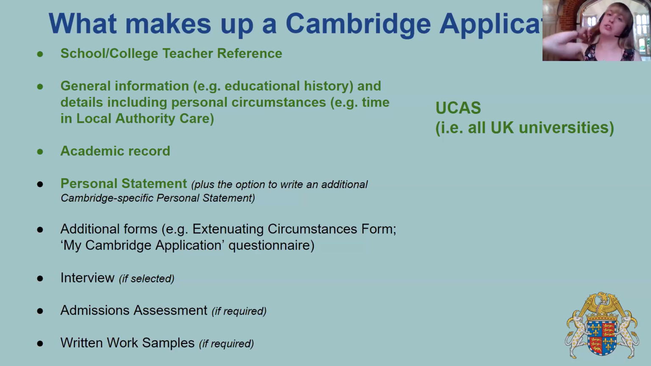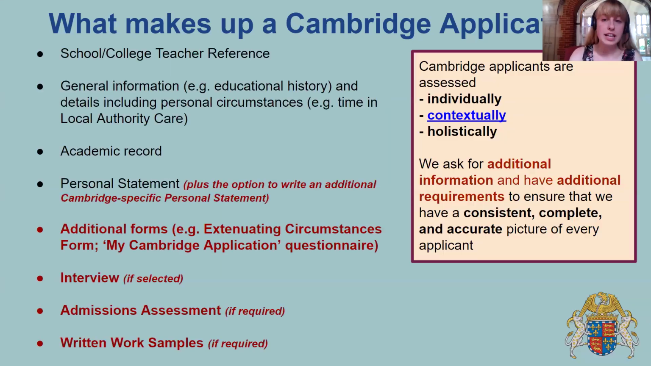Your academic record, so your grades in public examinations, so GCSEs and equivalent, we get that through UCAS. And then, of course, we've already mentioned it, the personal statement as well, which goes to all of your up to 5 UCAS choices, the same one. What's Cambridge specific then? So it's the bottom half, essentially, of this list here.